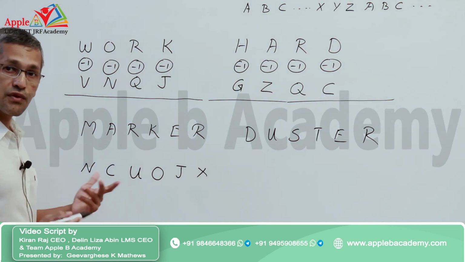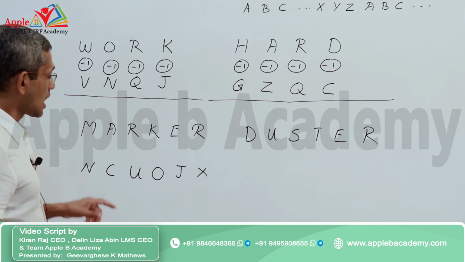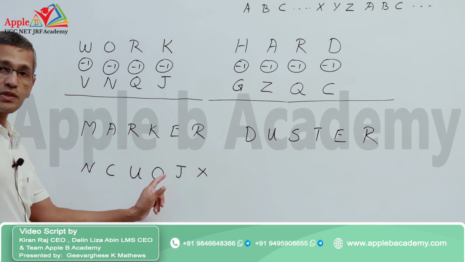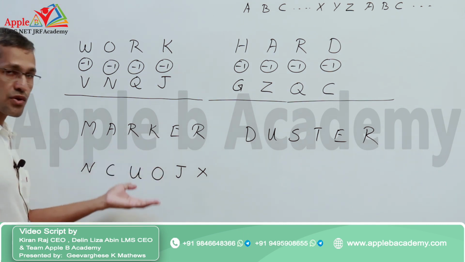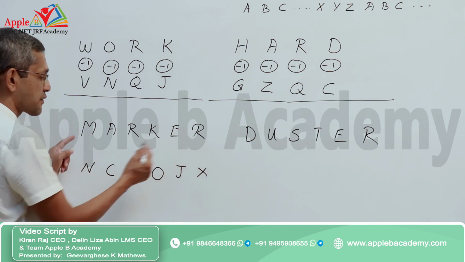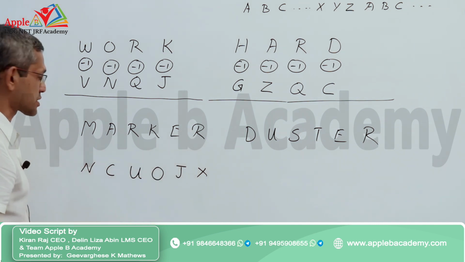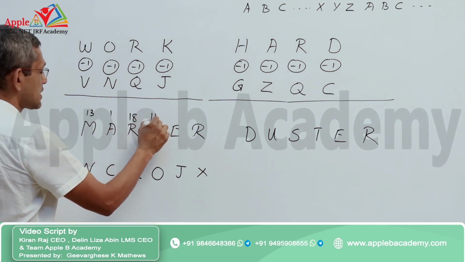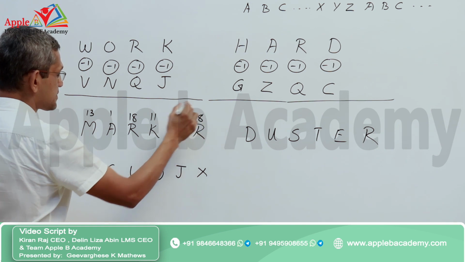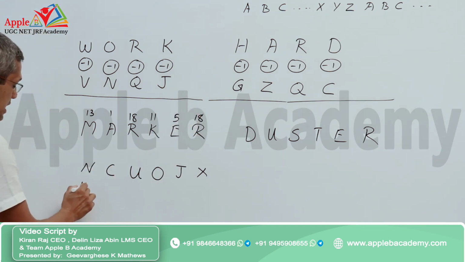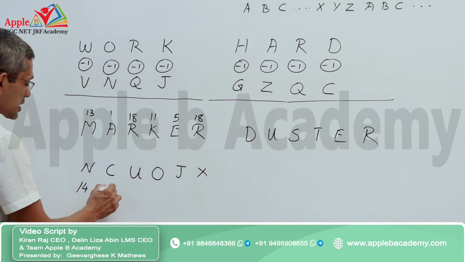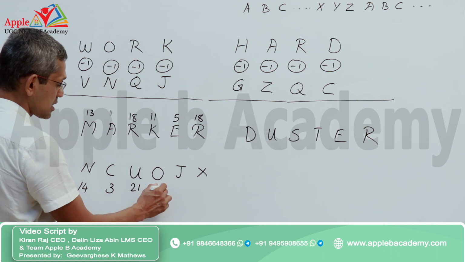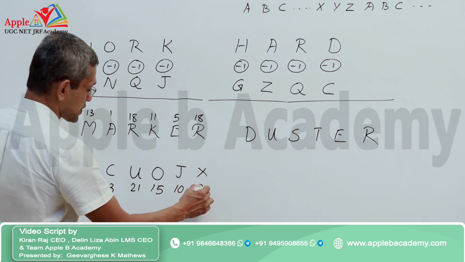In that case, we'll go for position values of letters. In some cases, all the letters in the word would be in the code as well. So that's pretty much a rearrangement. In this case, it's not a rearrangement because we don't have all the letters of the word in the code. So let's go for position values. 13, 1, 18, 11, 5, and 18 here. So this one is 14, this one is 3, the position value of U is 21, and O is 15, J is 10, and X is 24.